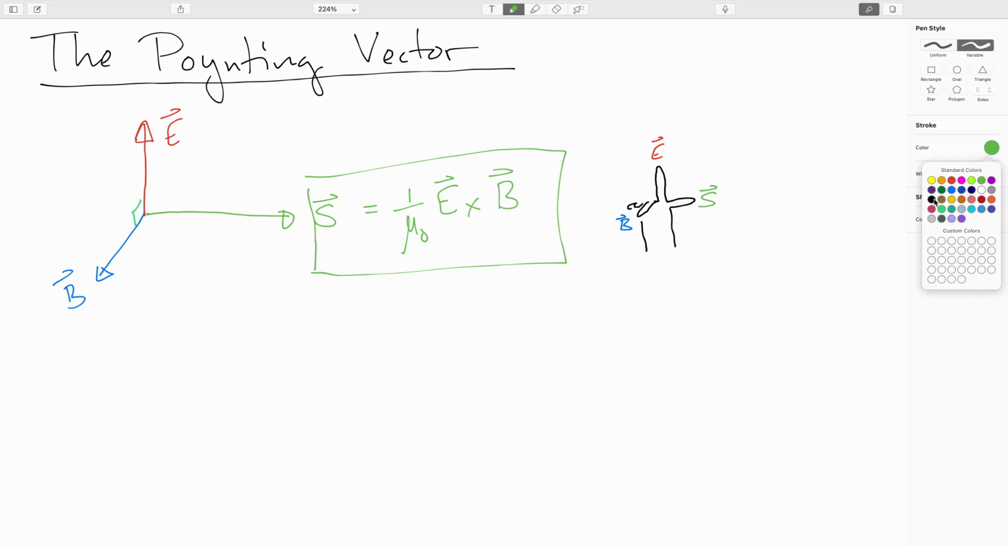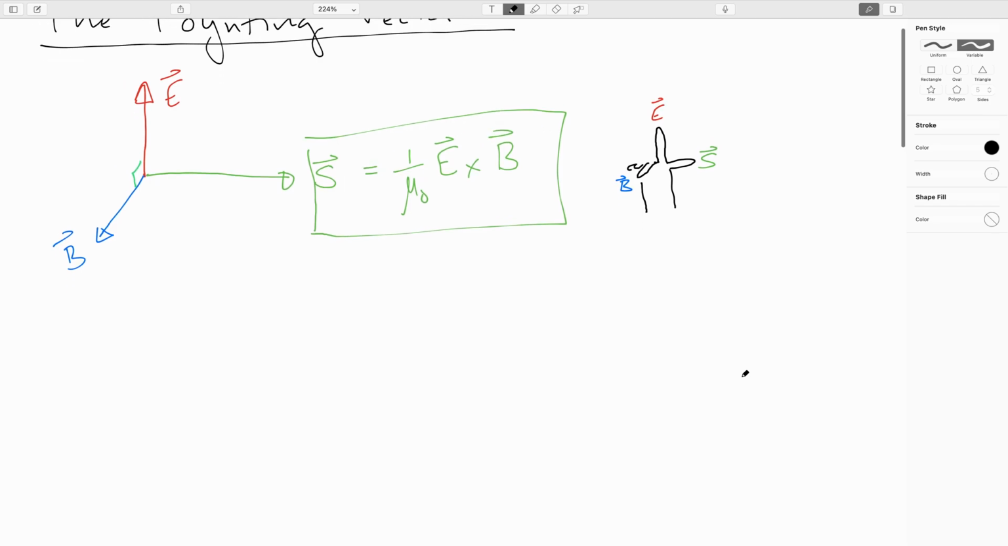Okay. So beyond just the coolness that it points in the right direction, is there a physical interpretation we can give to it? We absolutely can. The magnitude of the Poynting vector, since these are at right angles, will just be the product of the two. So this will be EB over mu naught. And since we know that the magnetic field is equal to the electric field over c, we could write this, for instance, as E squared over c mu naught.